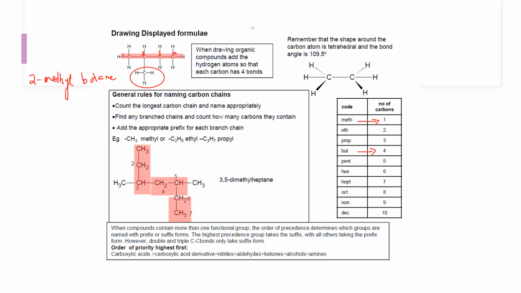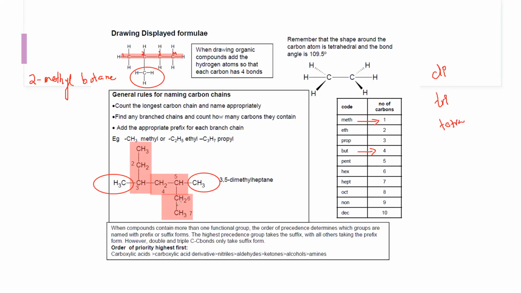But in this case there are 7 here. As you can see, if I count from here 1, 2, 3, 4, 5 and 6, 7. So this appeared to be the longest chain. And what is not included is considered as a branch. So what I circle here is the branch. So how many branches are there? There are two branches. So if two identical branches are there, we use the term di. If three identical branches are there, we use the term tri. And if four identical branches are there, we'll use the term tetra.